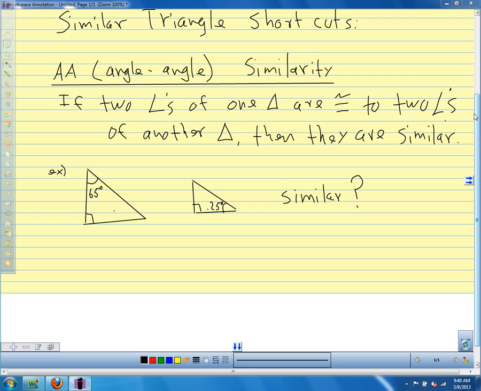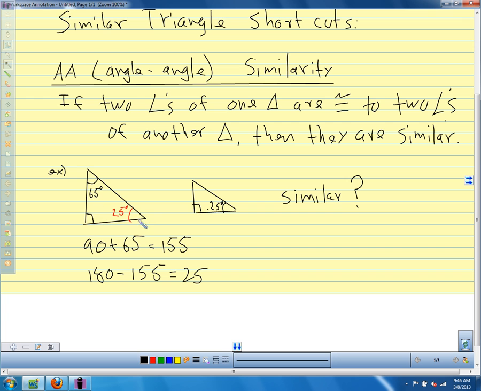So what are we going to have to do to decide if they're similar? We know these two angles aren't congruent. What's that? We need to find one of the missing angles and see if they match up. So I'm going to add these two. 90 plus 65 is 155. And 180 minus 155 is 25. So this missing angle is 25 degrees.